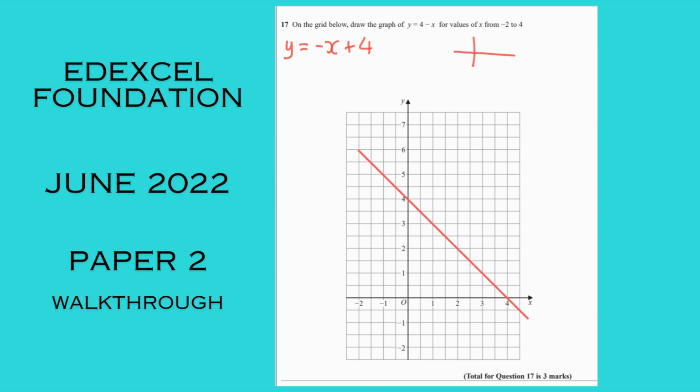Or if you prefer the table of values technique, make up the easiest values for x and substitute them in. Y equals 4 take away x, so 4 take away 0, 4 take away 1, and 4 take away 2. And obviously those coordinates will be 0, 4, 1, 3, and 2, 2, which show up on the line. Either way is good, but do use a ruler.